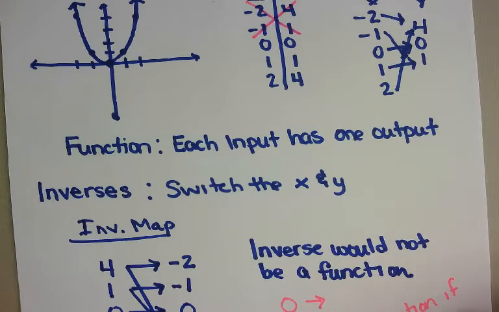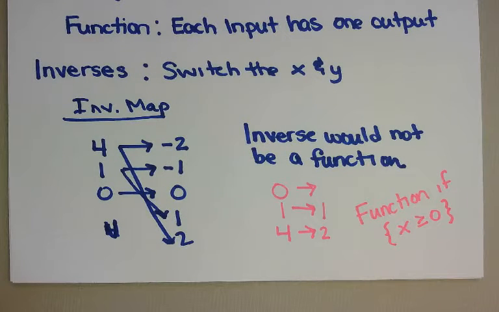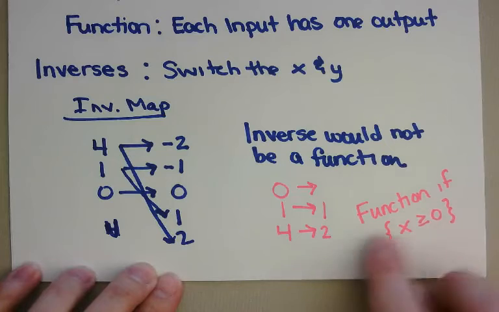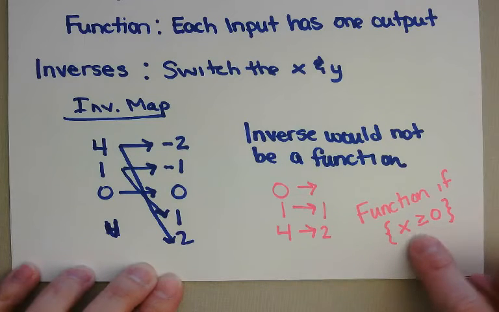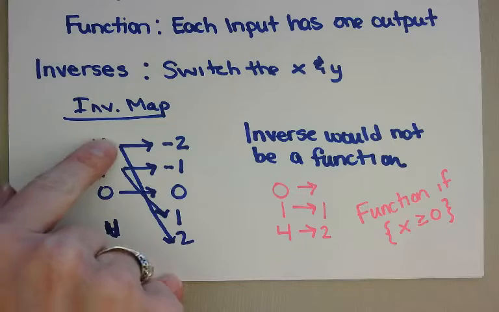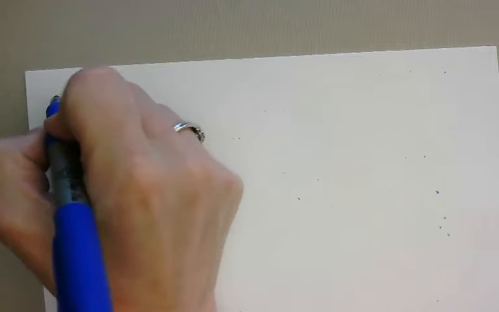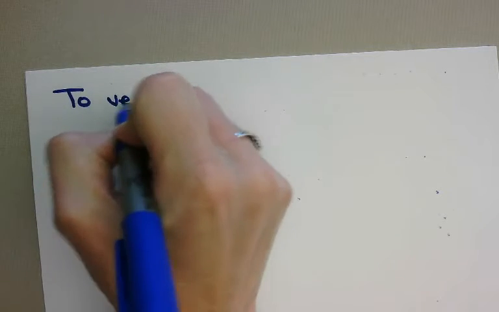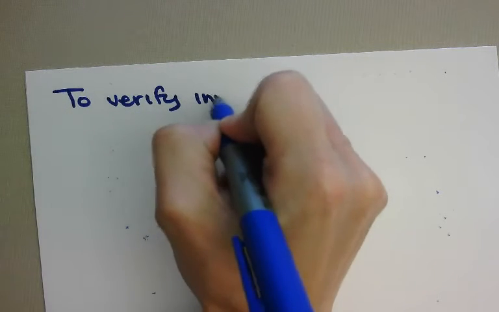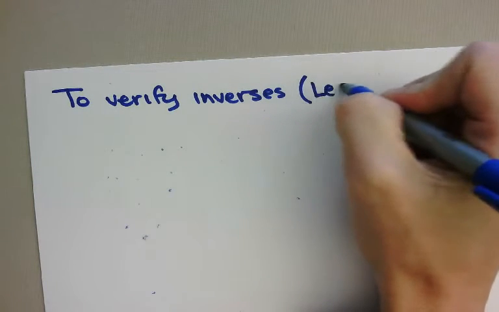So they're going to change up the domain so that we can get a function for the inverse. So you'll see in your homework that they're talking about if x's are greater than or equal to 0. They're restricting the domain so that the inverse does become a function. So the first thing that we're going to focus on is just verifying inverses. So to verify inverses, this was lesson 1.4.